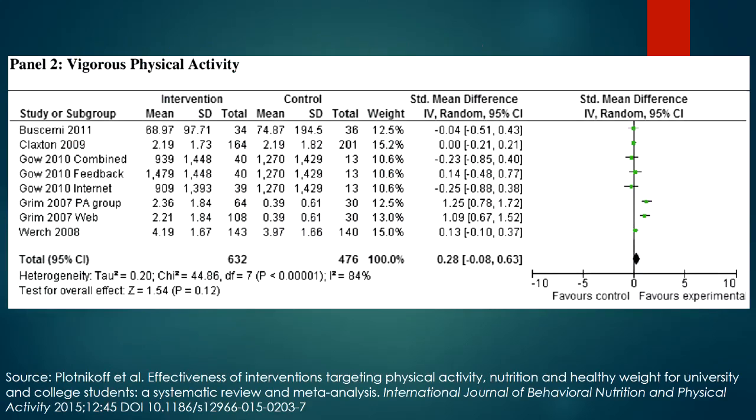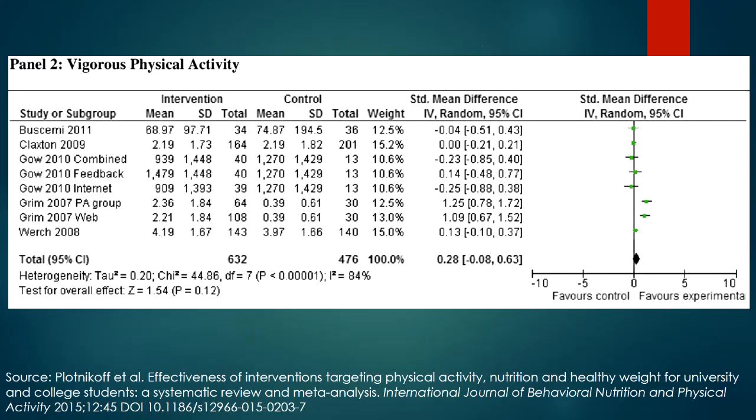So in this case, the study was looking at vigorous physical activity or interventions that had attempted to increase vigorous physical activity among university and college students. And you can see that many of these studies cluster right around 0, which means that the intervention didn't have any effect, didn't have any different outcome compared to the control group. There were a few studies down towards the bottom, the studies by Grimm, that showed an effect of the intervention.